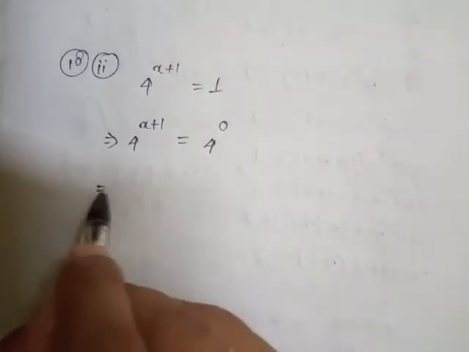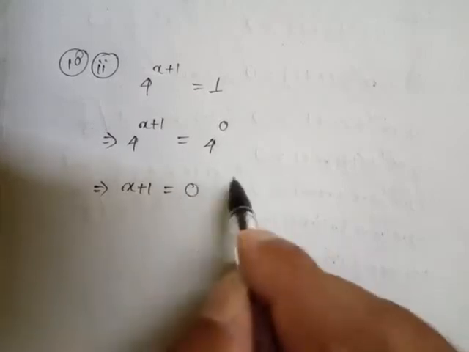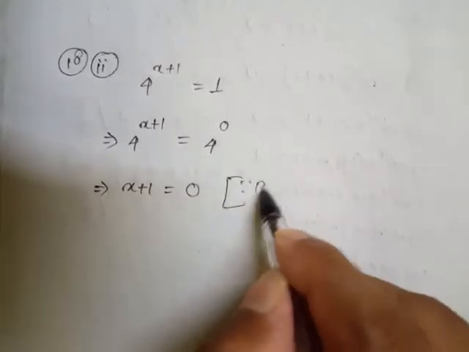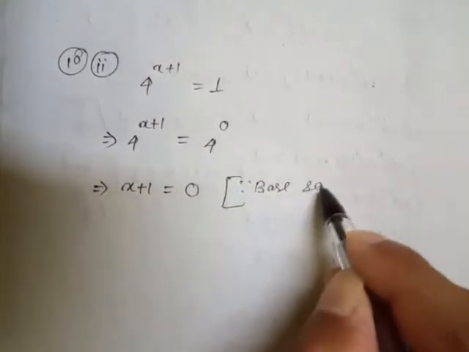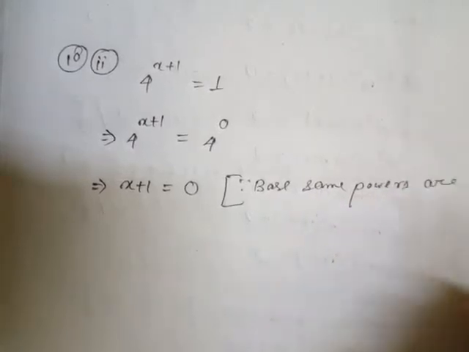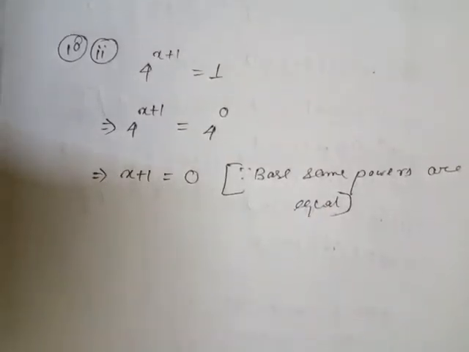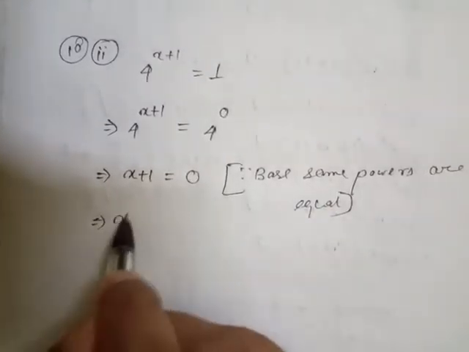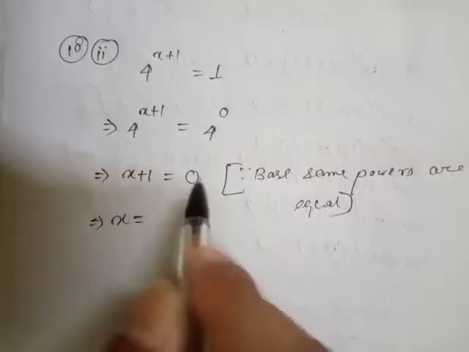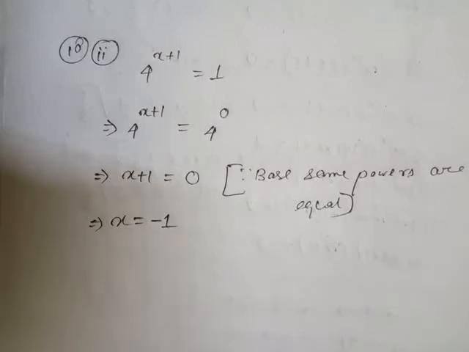Now base same, powers are equal, so here I will write x plus 1 equal to 0. We will write here since base same, powers are equal. So after that, students, look here at the next line. Here x equal to, if I take 1 to the other side it becomes minus 1. So this is the answer of question 10 Roman 2, x equal to minus 1. Now students, look, the next question is 10 Roman 3.